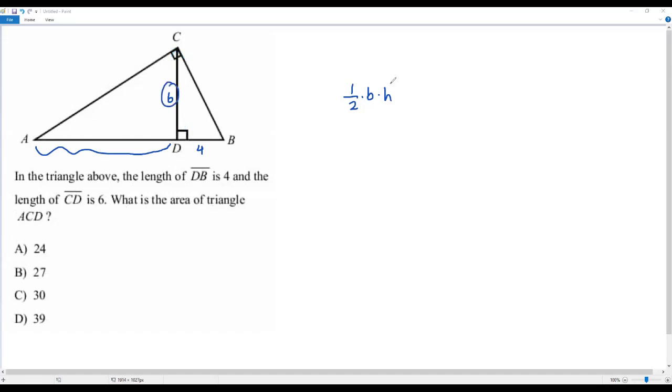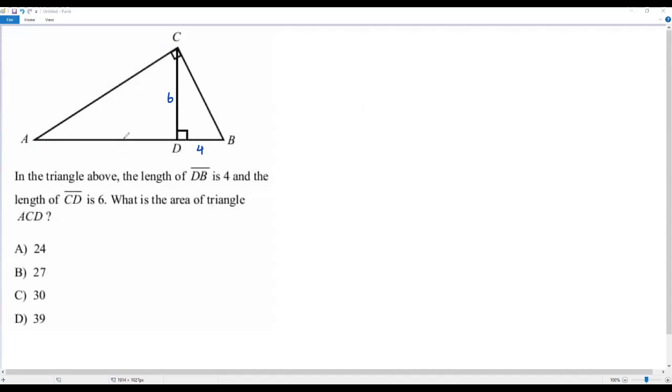I can plug in the 6 for h over here. If I get the length of the side AD, that is the base of the triangle, I can plug in the value for b over here, and I can get the area of triangle ACD. So how do we get the length of the side AD of the triangle? That is, AD is the base of the triangle ACD.